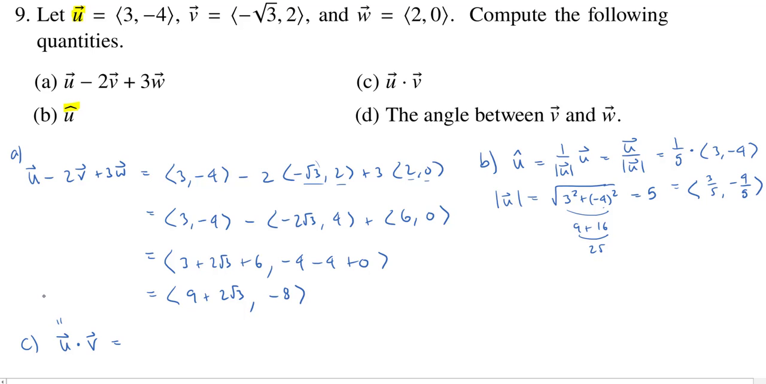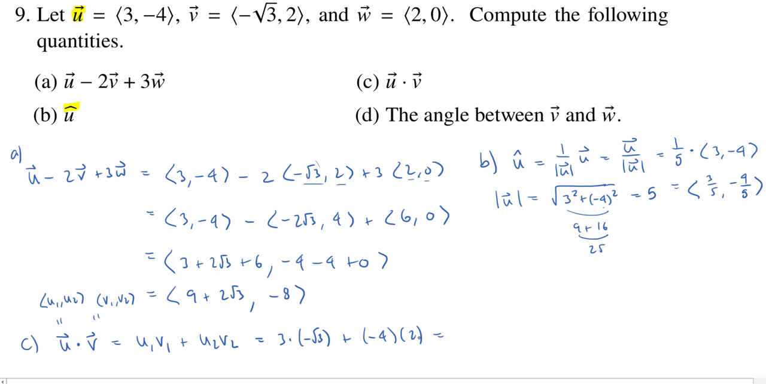So say our u is equal to, say, u1 comma u2, and our v is v1 comma v2. Remember, our dot product is going to be the product of u1 and v1 plus the product of u2 and v2. So in our case, we actually know the u1 and the v1 are 3 and negative root 3. So we'll get 3 times negative root 3 plus, and then our u2 and v2 are negative 4 and 2.